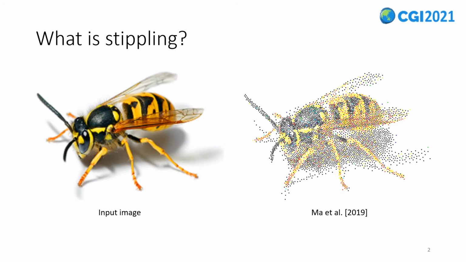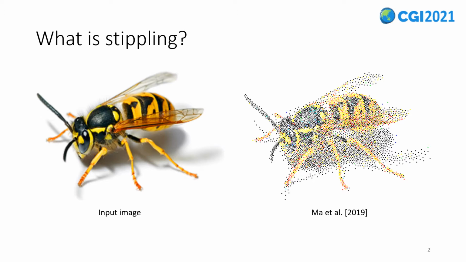Stippling is an interesting art format. In computer graphics, digital color stippling produces colored points with a certain distribution, like blue noise distribution, from an input color image. Here is an example for stippling. On the left is the source image. On the right is the stippling result produced by Ma et al.